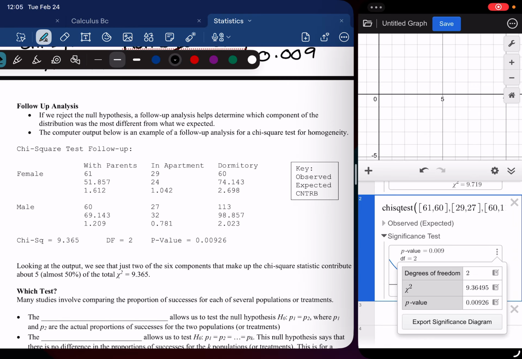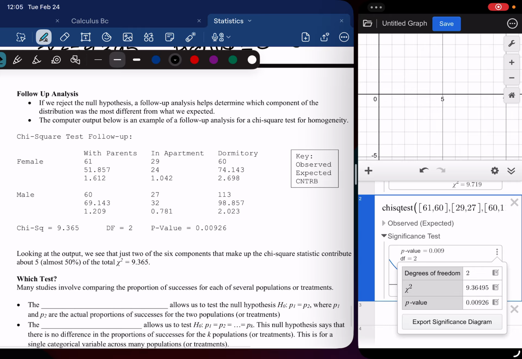So now we're going to talk about follow-up analysis. What's important about this is that on some of your multiple choice and FRQ questions, they are not able to know what calculator you're using. Some of you are using Desmos. Some schools are using the TI. Some schools are doing everything by hand. Since everyone is doing something different, they actually will give you a computer output, and you have to be able to read this output to answer some questions.